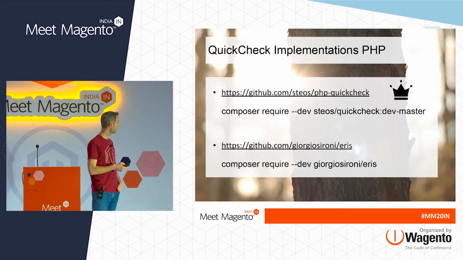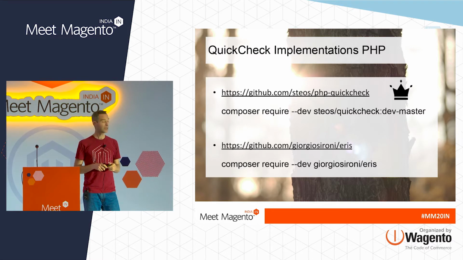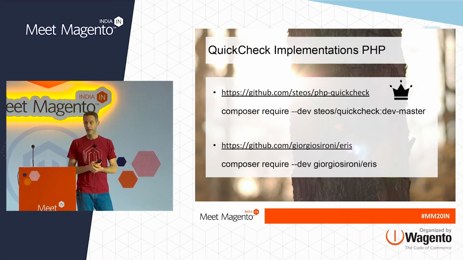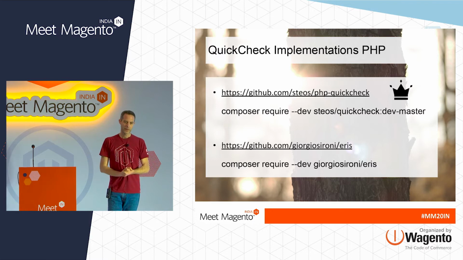First, before we look at it, there are two PHP implementations of Quick Check, actually. The first one is called PHP Quick Check. That's the one that I'm using currently. It's great. It's by a guy called Stefan Österreicher. He's from Austria, and he ported it from Clojure to PHP. And it's a very nice implementation.